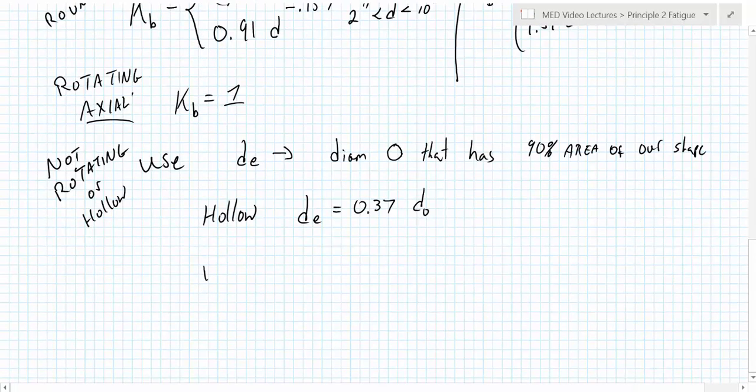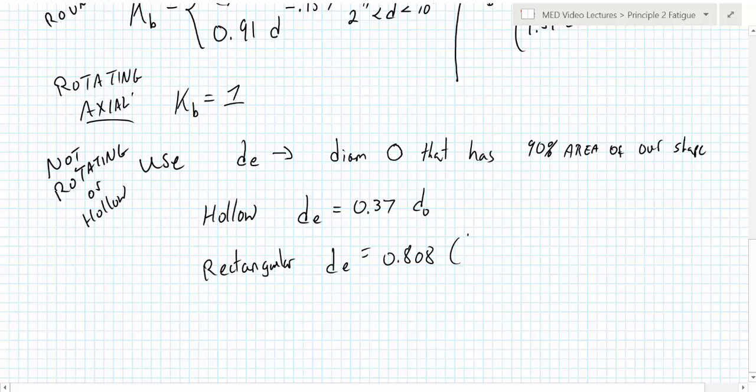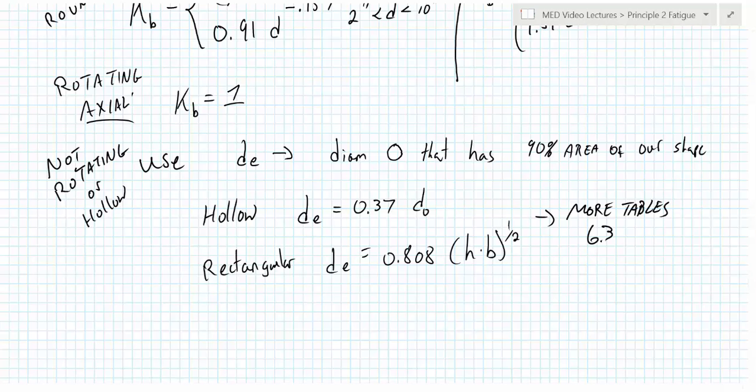For a rectangular piece, this could be rotating or not, the equivalent diameter is 0.808 height times base, the square root of that. And we can find a lot more in the tables. It's table 6.3. So that is our KB size factor.